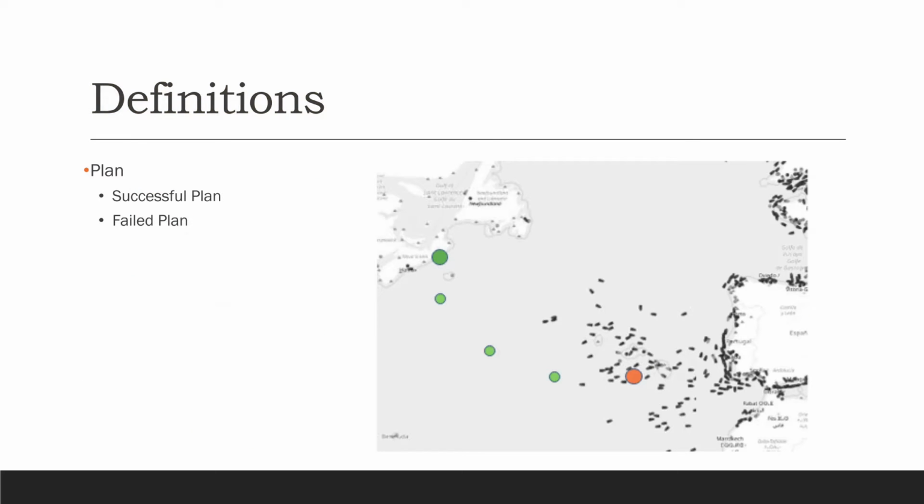Another important element is the plan and its outcome. Similarly to the episode, a plan starts with an origin point and ends with a destination point, and it includes a set of episodes. If the outcome of the last episode is reaching the destination, that plan is a successful plan. On the other hand, if the outcome is anything except reaching the destination, it's considered a failed plan.